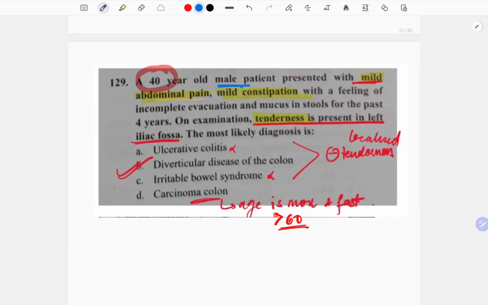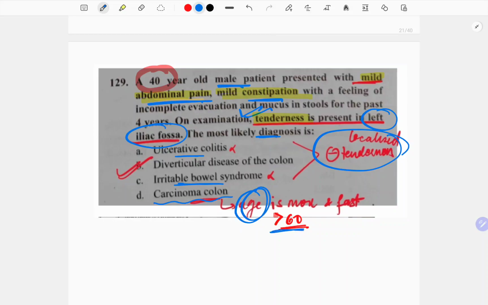Now, a 40-year-old male presented with mild abdominal pain and constipation and tenderness in the left iliac fossa. The most likely diagnosis? Now this is a question on Meckel's diverticulum, but if you're not able to guess it, then you can even exclude this question. Choices: see, in ulcerative colitis and irritable bowel disease, localized tenderness will not be there. In colon carcinoma, the age would have been more than 60. See, this is a 40-year-old, and that is why I tell you to read all the points of the question. So the answer will be diverticular disease of the colon.